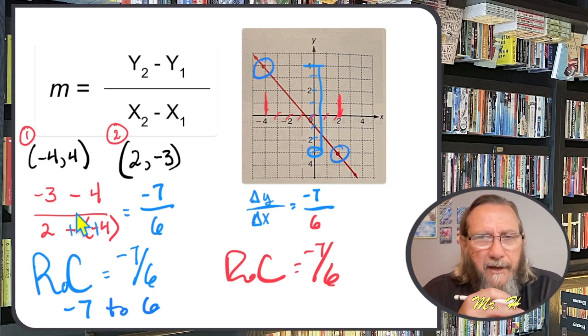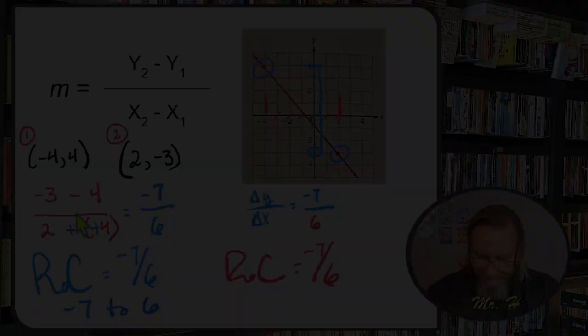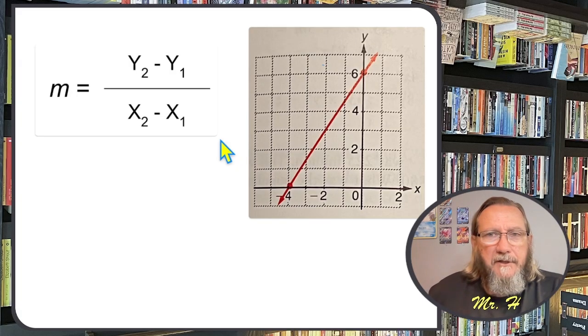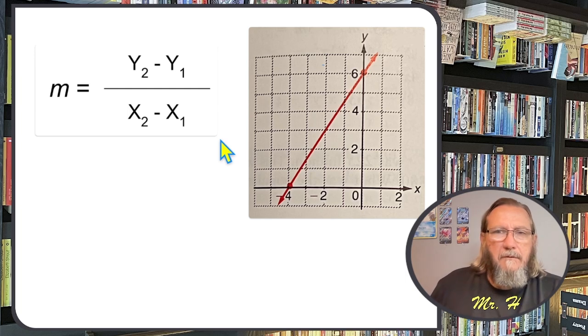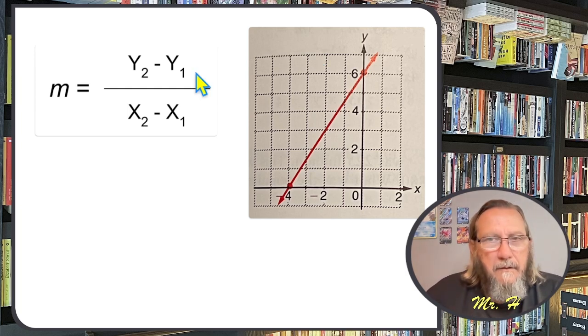Hope you did well on that one. Let's continue on with another graph. All right, here's our next problem. Look at this graph. We're looking for the rate of change of this line. Hit the pause button and let's see how you do.